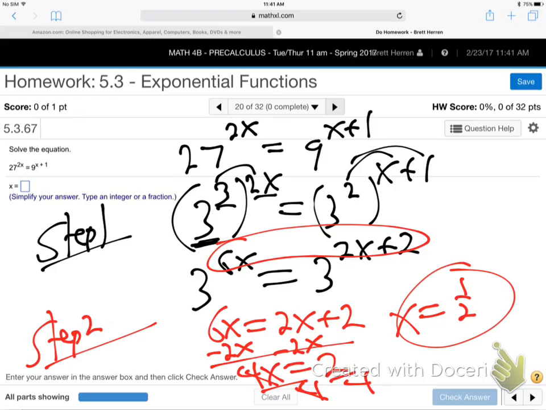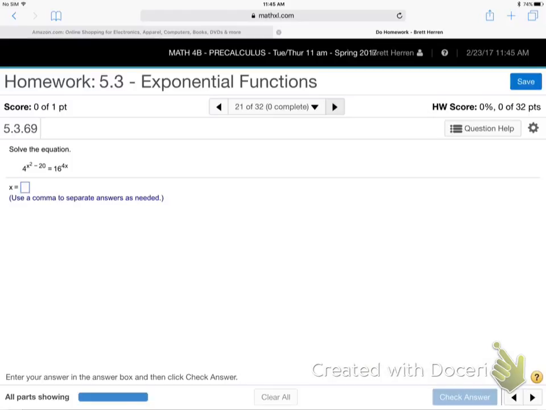Is that good? Questions on that? So sometimes you have to make both bases into a smaller base. You do whatever you can to make the bases the same. Okay, so 4 to the x squared minus 20 is 16 to the 4x. All right, same thing. See if you can make the bases the same there.